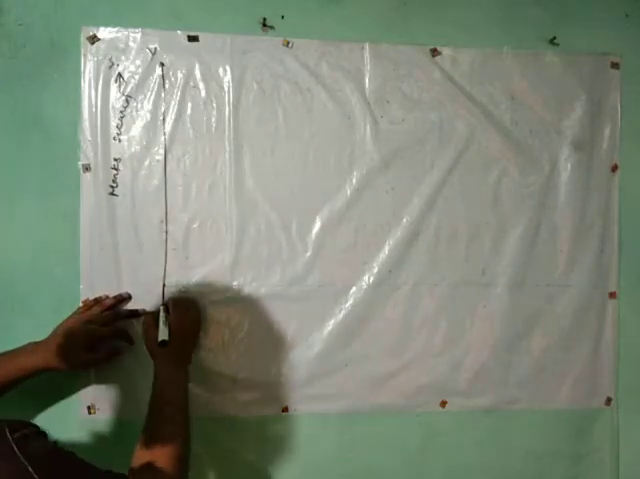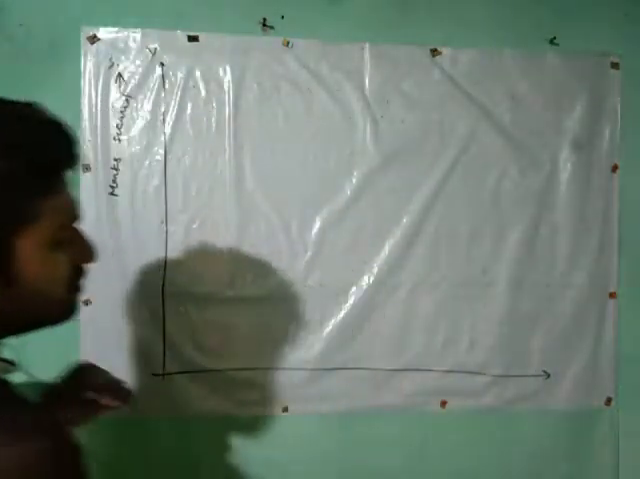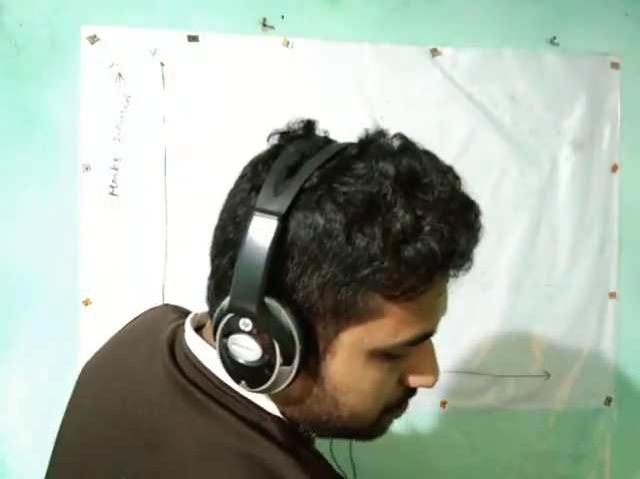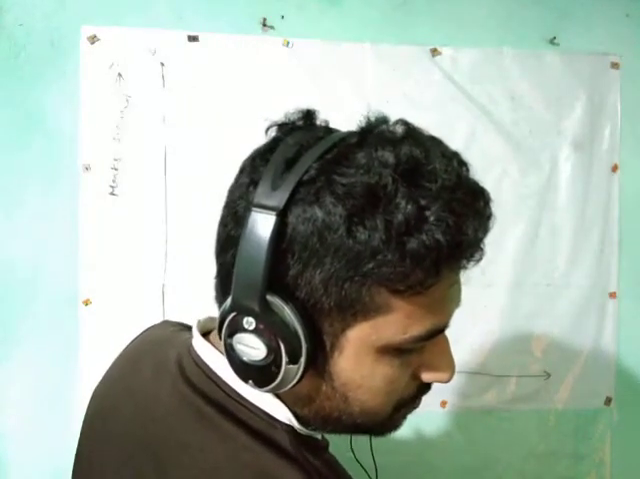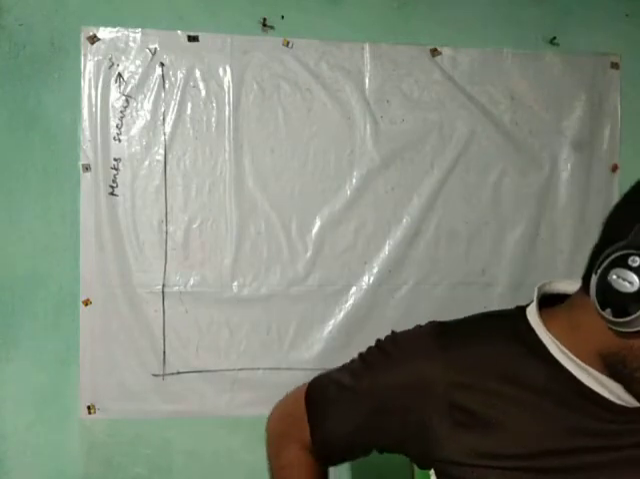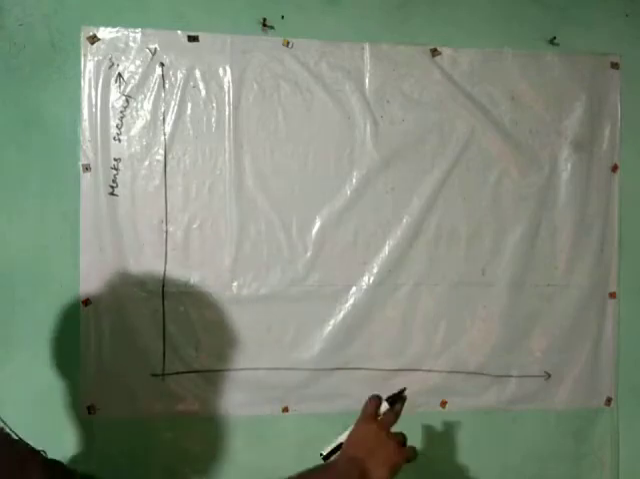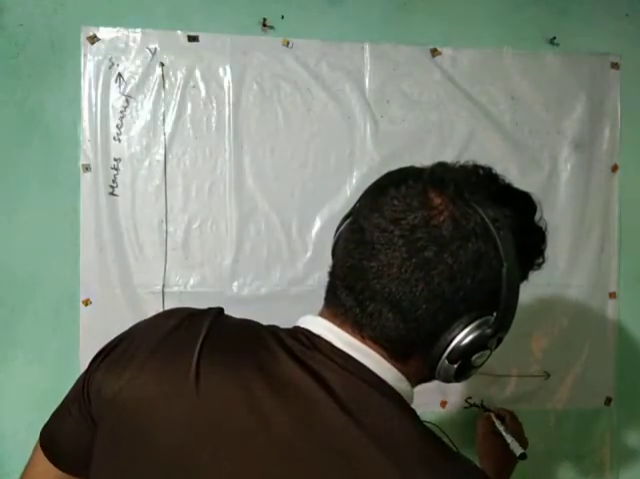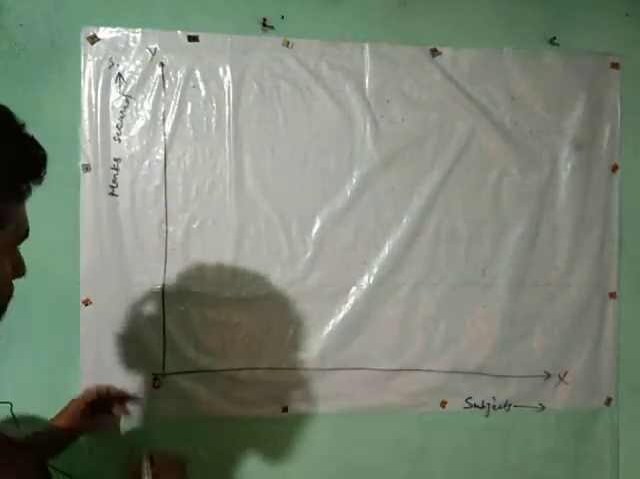So in this diagram that will be it. Now the other part: in the other diagram, on the other side, what will be there? Terms, which term? Or subjects, subjects, not terms, since it is the performance of a student in subjects. In this portion, marks secured, and in this portion, subjects will come. Subjects. Okay, now it is 0 or O.